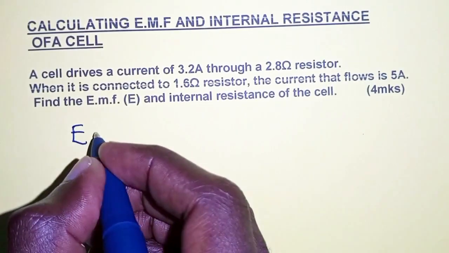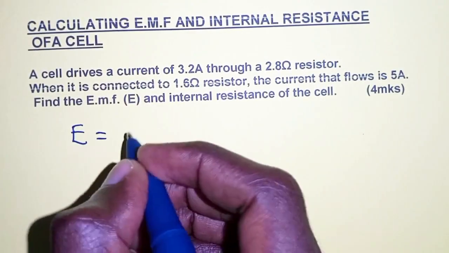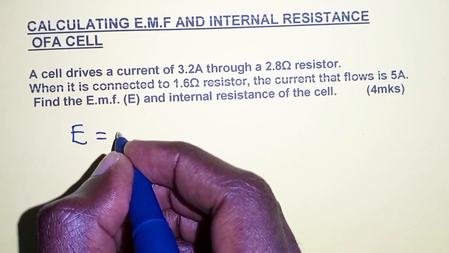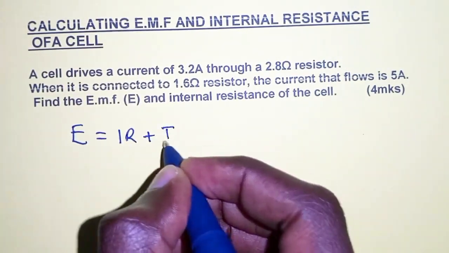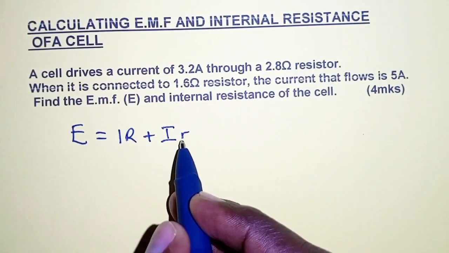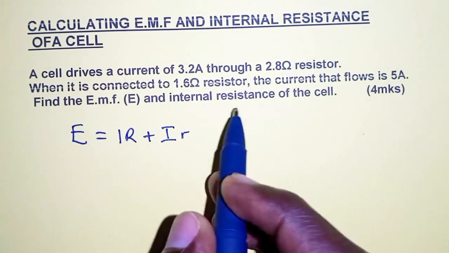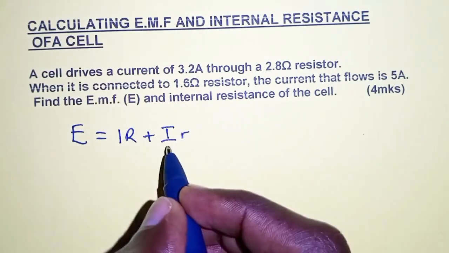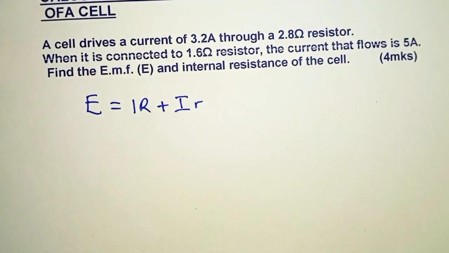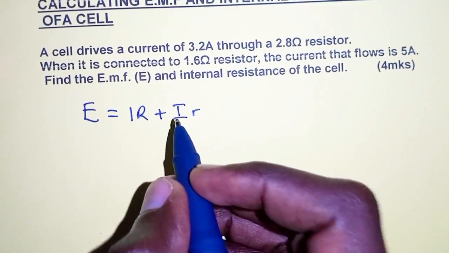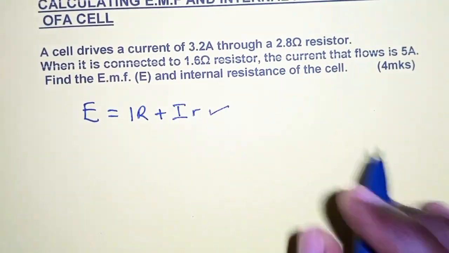EMF of a cell is usually given as the sum of the potential difference IR and Ir, where r lowercase represents the internal resistance. So this part here represents the lost voltage. So we are going to do our substitutions in this equation.